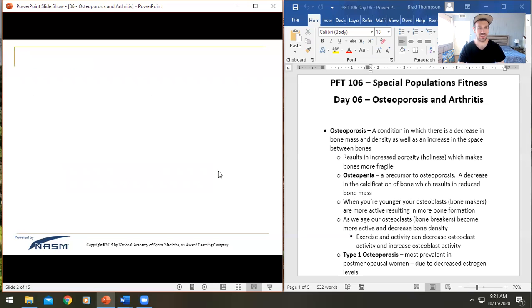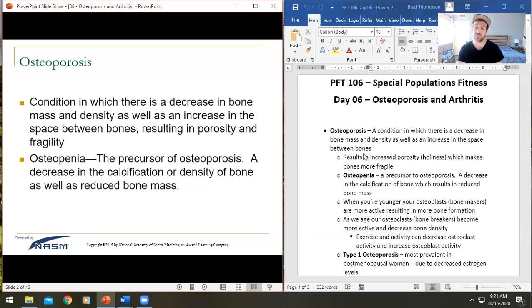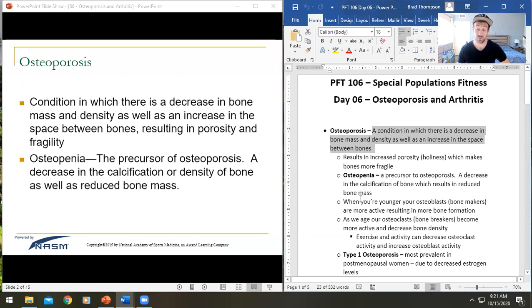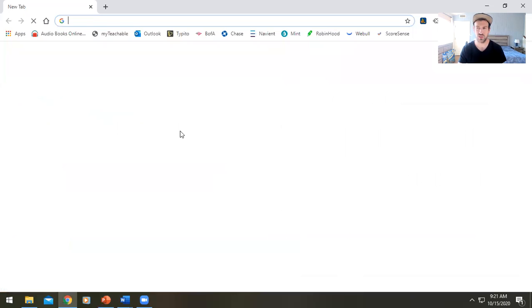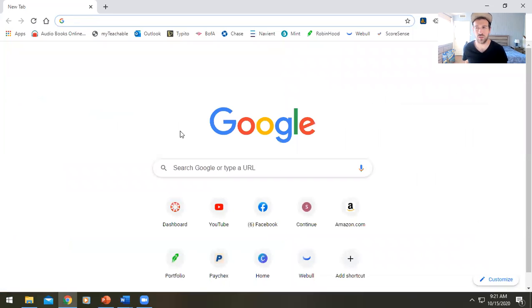So if we're looking at osteoporosis, by definition, osteoporosis is a condition in which there is a decrease in bone mass and bone density, as well as an increase in the space between your bones. So we also see more space in your joints, which sounds like it would be a good thing because we do know that increased space between the joints results in increased mobility. But what this actually does is create instability because, yeah, you have more space, but you have the same joint capsule as before, and that's actually not a good thing.